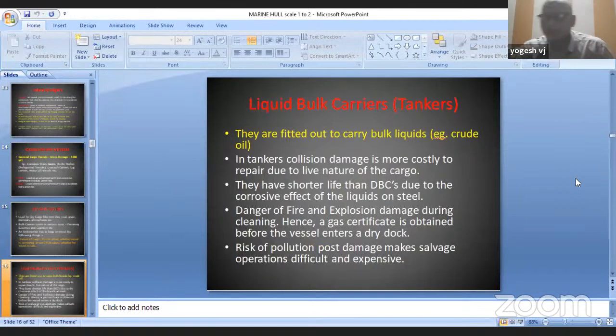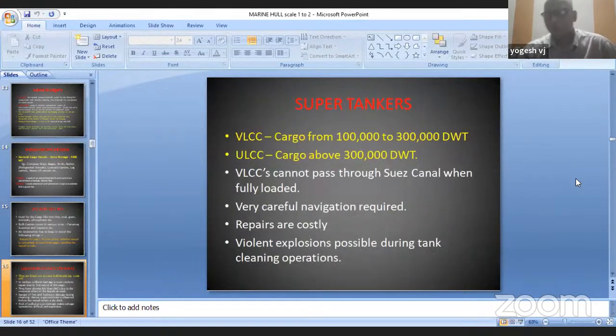Okay, danger of fire and explosion damage during cleaning. Hence, a gas certificate is obtained before the vessel enters the dry dock. See, even if you remove the entire oil, now there are residue gases inside the vessel. Residue gases rehne ki wajah se, aur agar tum logon ne welding chalu kiya, welding ka flame nikla, these residue gases catch fire and the entire ship blows away. So a gas certificate has to be obtained when it enters the dry dock before any dry works are carried out on the vessel. So liquid bulk carriers pose a higher risk. Remember it. Risk of pollution, post damage makes salvage operations extremely difficult and expensive. Okay, agar spillage ho gaya to pollution badhta hai, isn't it?